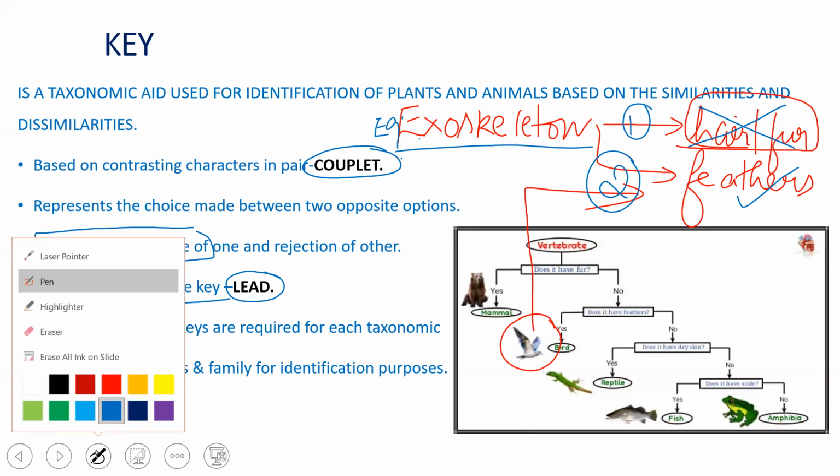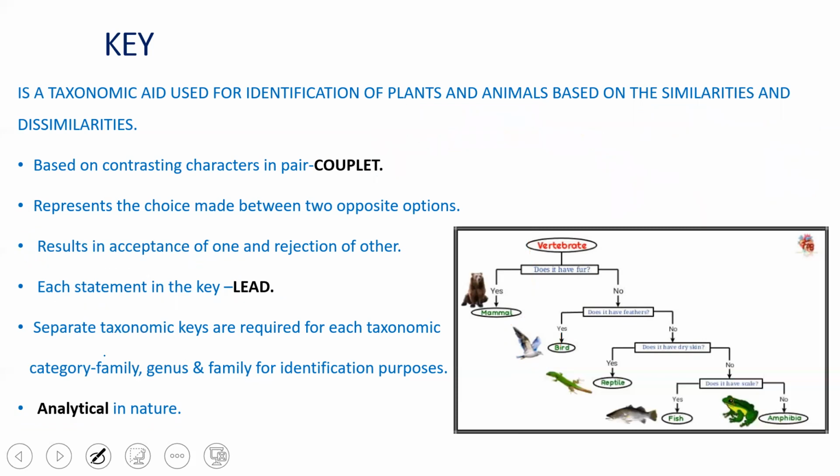Next, these taxonomic keys, what is their importance? Taxonomic keys play a very important role because they are required for each taxonomic category. Now just look into the picture and analyze. Here there are vertebrates, especially the phylum, and there are different classes which come under the category. For each category, for each identification purpose, the key plays a very important role. Now the first question is, does it have fur? Yes, it is having fur.